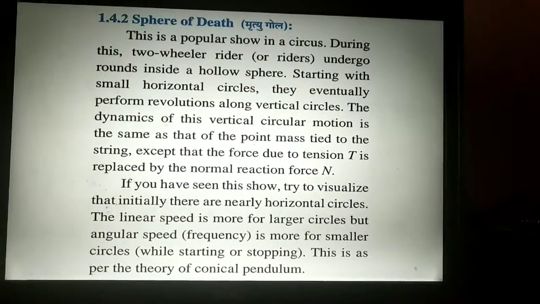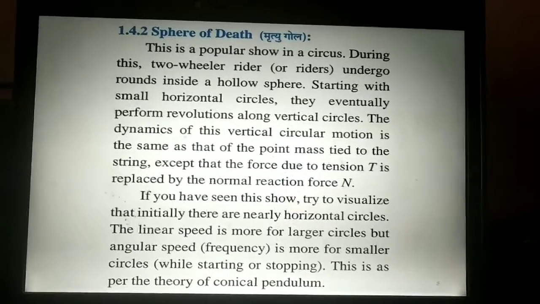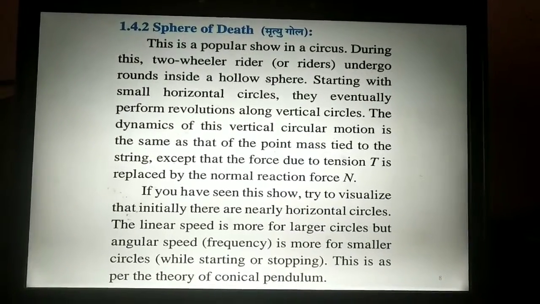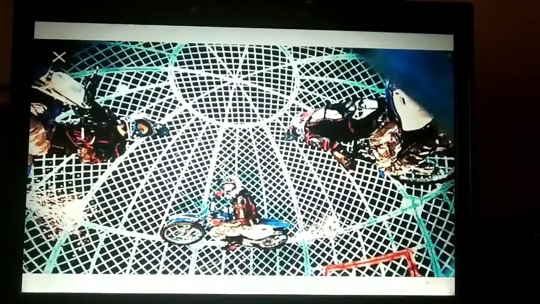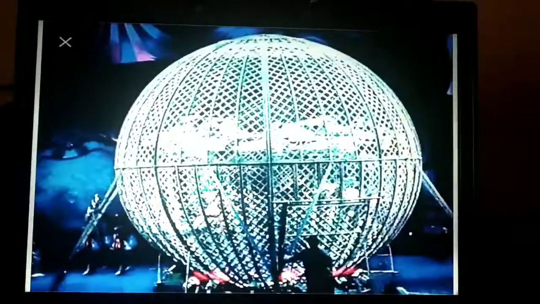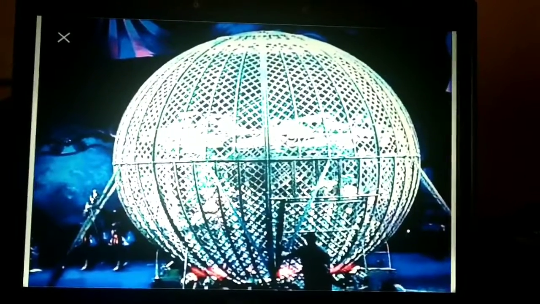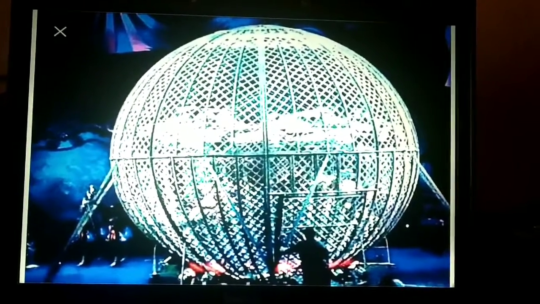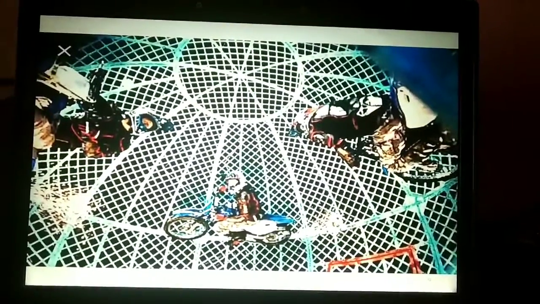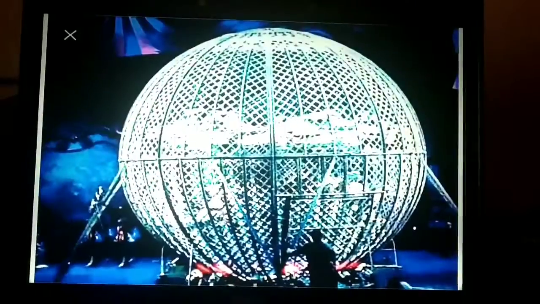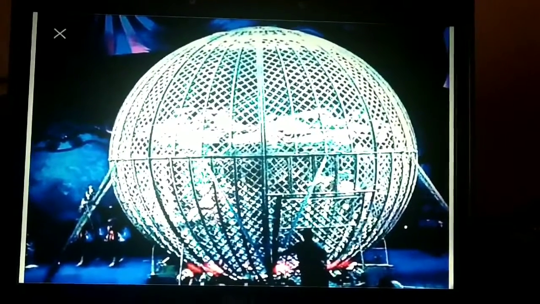You must have seen this. This is known as the sphere of death, which you have seen in a circus. So what is done in this? The bike riders are traveling either in horizontal circular motion or in vertical circular motion. So what is done in this sphere of death?